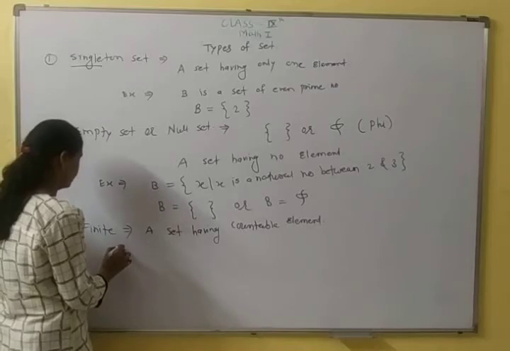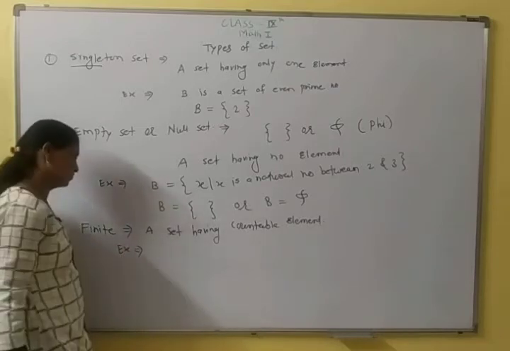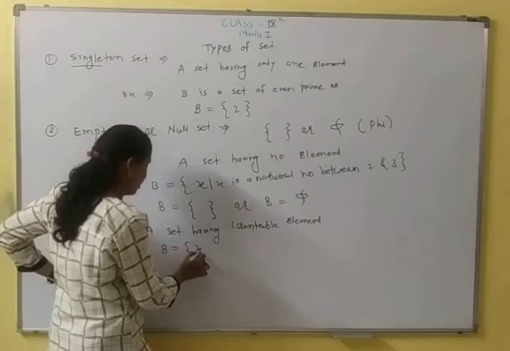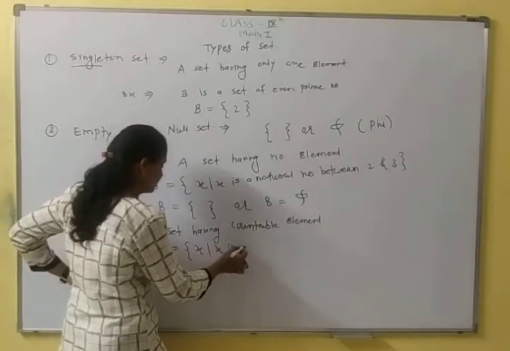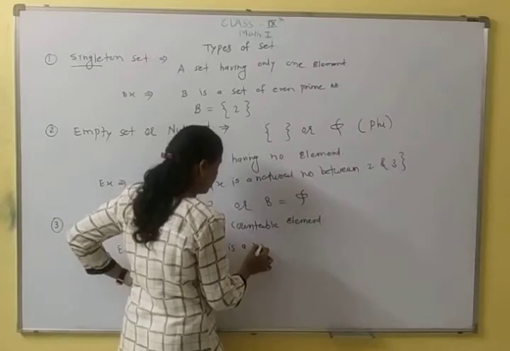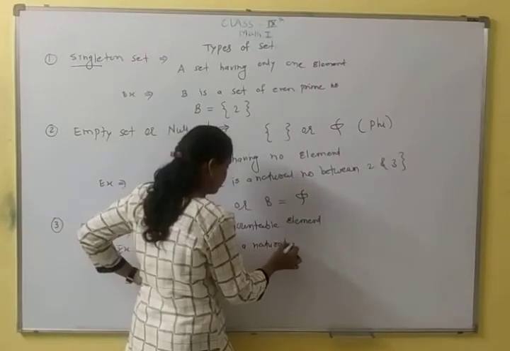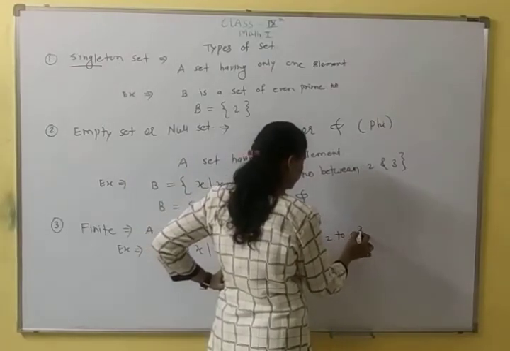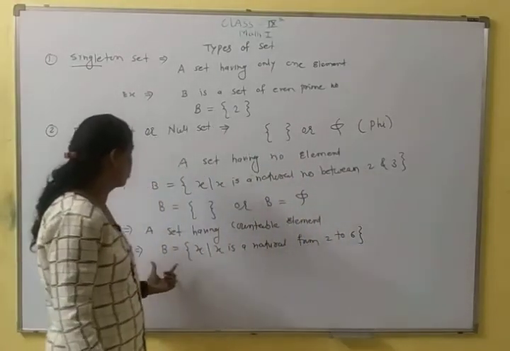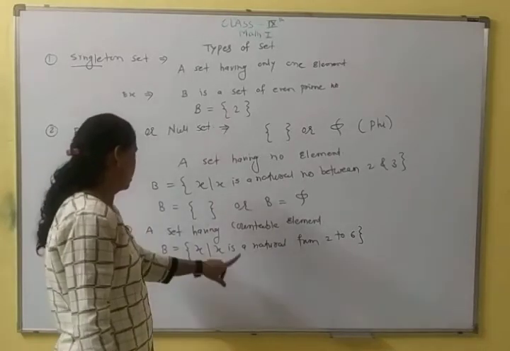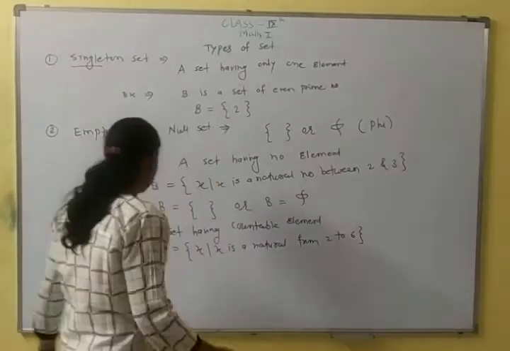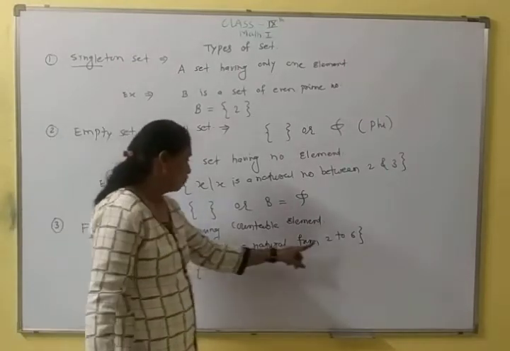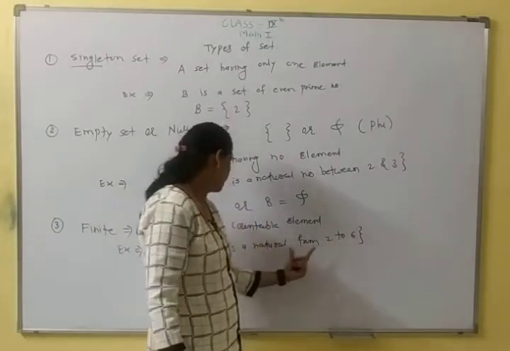For example, B is a set of all x such that x is a natural number from 2 to 6. First we have to prepare the list. X is a natural number from 2 to 6. So B equals 2 to 6, and 2 to 6 are natural numbers.